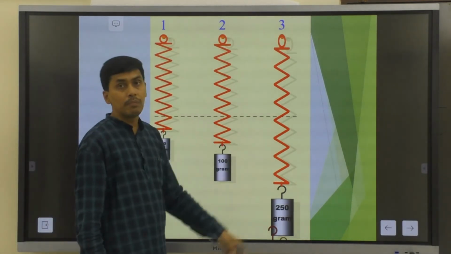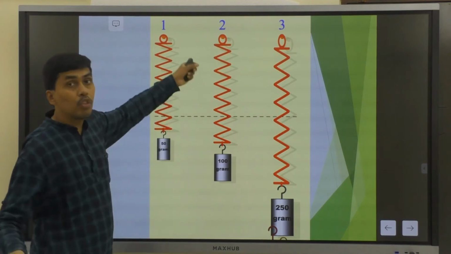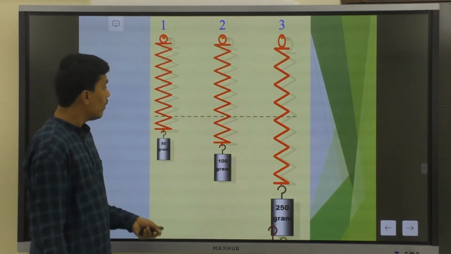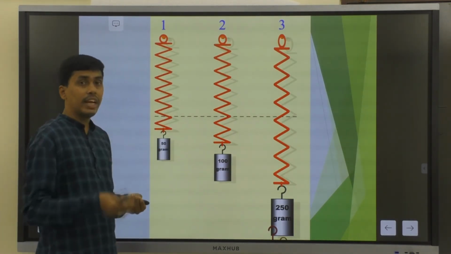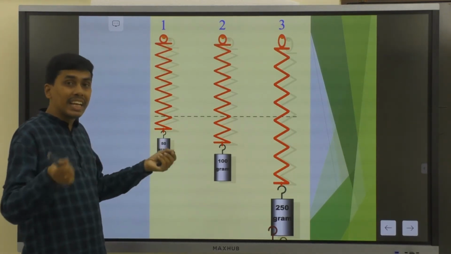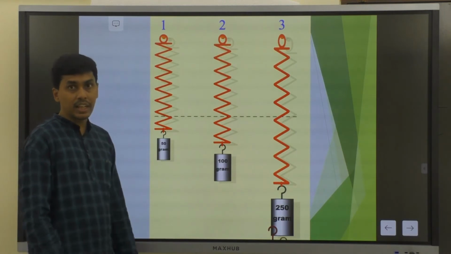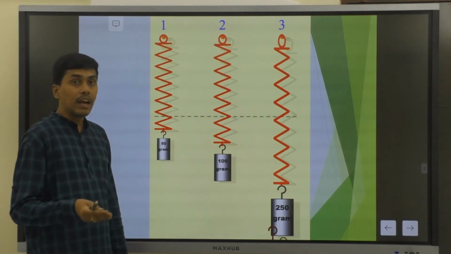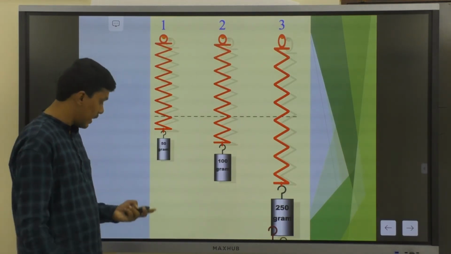If you increase some more weight, the length becomes larger. So when you increase the weight, the spring becomes larger, so the bond length increases. Whenever bond length increases, what happens? The stretching frequency decreases.